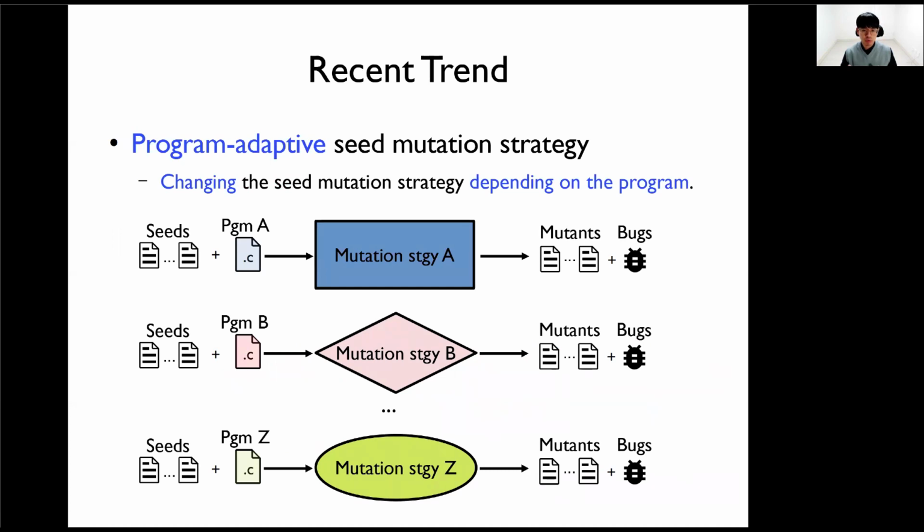Therefore, the program-adaptive strategy aims to adaptively change the seed mutation strategy depending on the target program. So, for example, when testing program A, the mutation strategy is changed to seed mutation strategy A. And when testing program B, this strategy is adaptively changed to mutation strategy B, thereby reflecting each characteristic of the target program and maximizing the performance of fuzzing. So this is the program-adaptive seed mutation strategy.